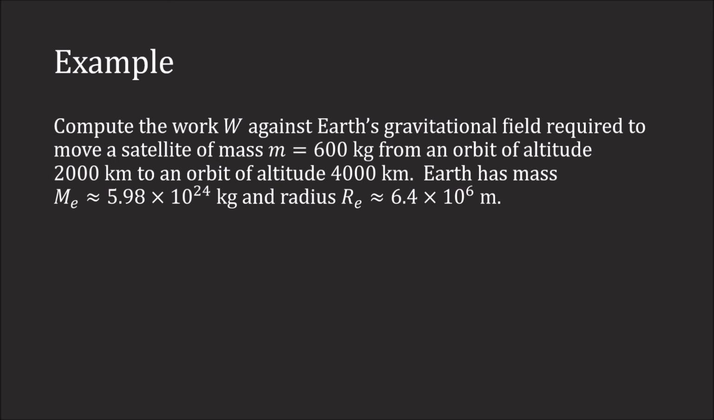What we're asked to do is to compute the work against Earth's gravitational field required to move a satellite of 600 kilogram mass from an orbit of altitude 2,000 kilometers to an orbit of altitude 4,000 kilometers. And we have two constants here. The mass of the Earth is 5.98 times 10 to the 24th kilograms, and the radius of the Earth is about 6.4 times 10 to the 6th meters.